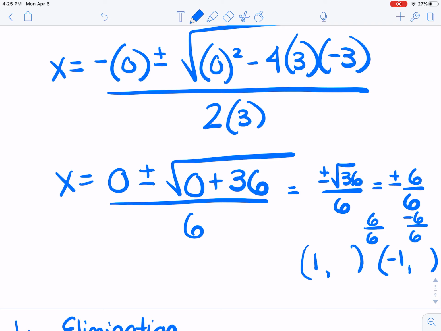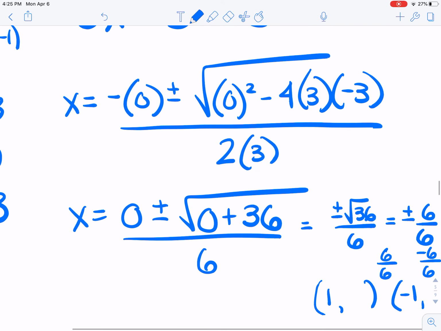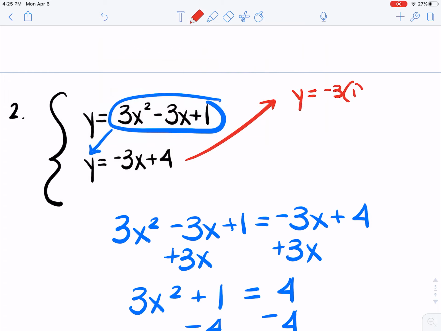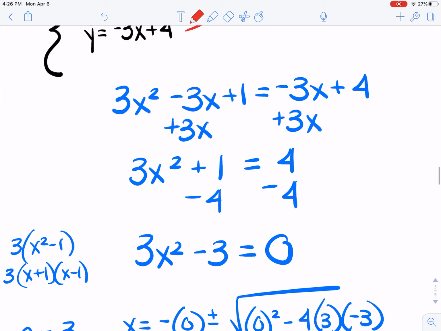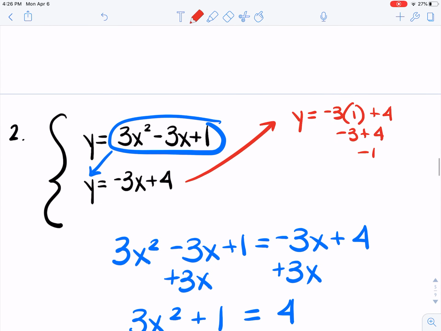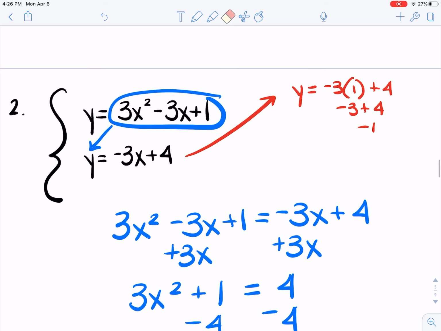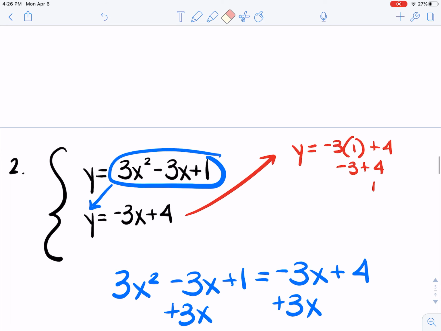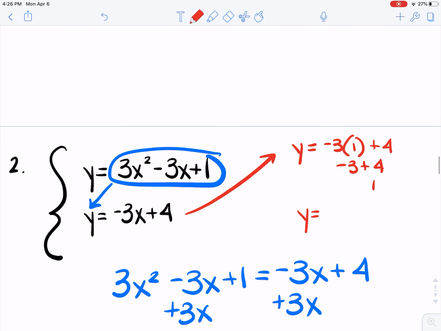So now what I have to do with those 1 and -1, I have to come back up here and pick either of the two equations. Again, I like the linear equation better. And I'm going to plug in the value of 1. And I get -1. So that means this point is at (1, -1). Oh, I'm sorry, it's (1, +1). Okay, (1, 1). And then the second one, I'm going to plug in -1 to this one.